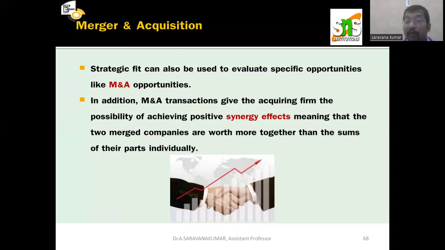Acquisition is nothing but taking over that particular company. For example, Hutch is now converted to Vodafone. So an acquisition has happened. In addition, in merger and acquisition transactions, the acquiring firm has the possibility of achieving a positive synergy effect, meaning that the two merged companies are worth more together than the sum of their parts individually. So strategic fit means the companies join together to achieve more targets. That is why we use it for merging.